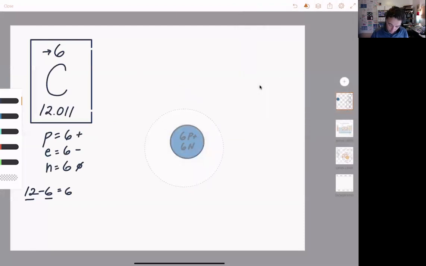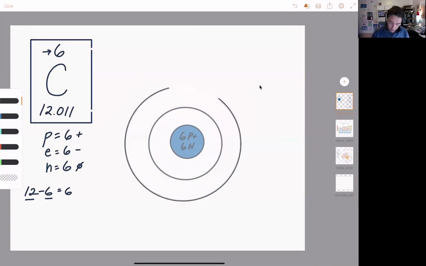So this first ring you draw about right here. And we're going to draw 2 rings around this. Now, how do we know it's 2 rings? Well, remember, once again, we can use our periodic table as a clue. Since carbon is in the second row, or the second period, that means it has 2 rings. So second row, 2 rings.